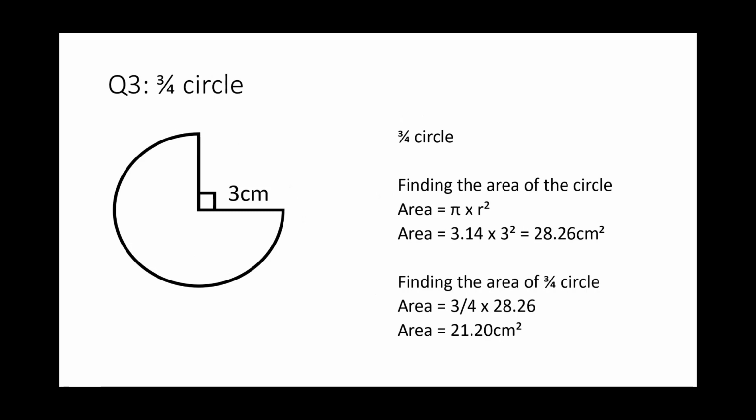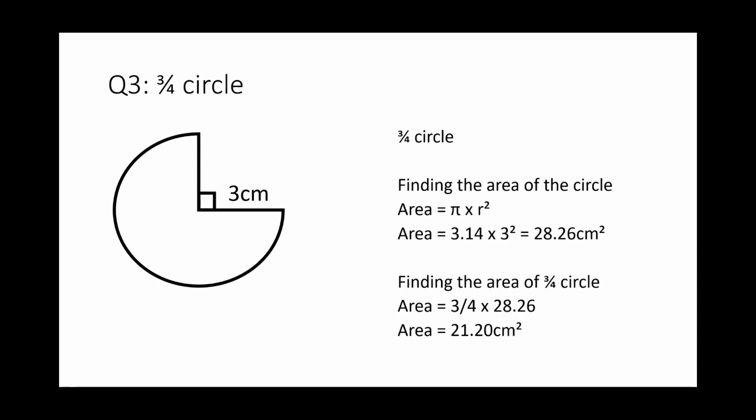Third problem, 3/4 of a circle. Same thing, we will look for the area of the whole circle. Since the radius is 3 centimeters, it is 3.14 times 3 squared, and you will have 28.26 centimeters squared. To find the area of the 3/4, you will need to do 3/4 times 28.26, and the answer you will get is 21.20 centimeters squared.